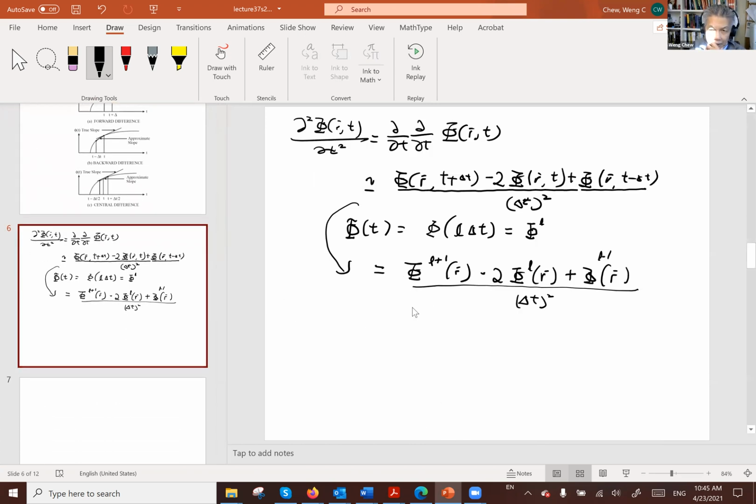And so when you apply central differencing to the second derivative, you can also show that the error by Taylor series expansion is of order delta t squared. So those are the things that you have to take note of with central difference.